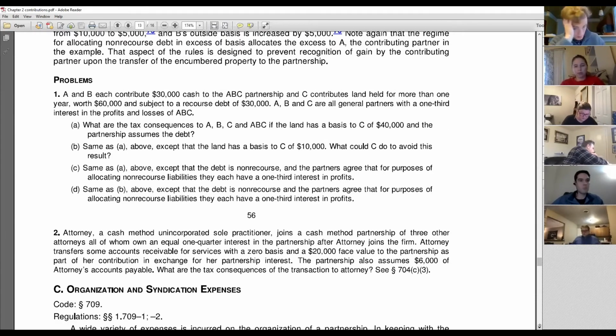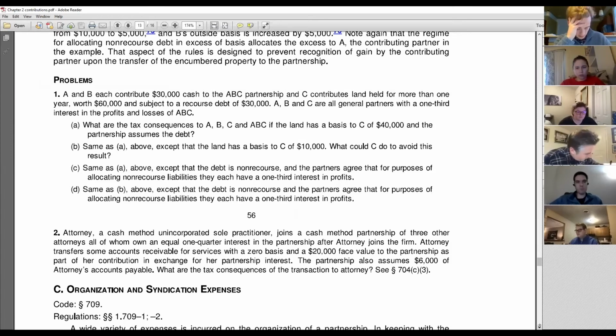Right here, A and B, they're each contributing 30 of cash to the partnership. C is going to contribute land that's worth 60 and subject to a recourse debt of 30. It's a general partnership, they're equal general partners. And in A, we're going to start with the assumption that the land has a basis to C of 40,000.